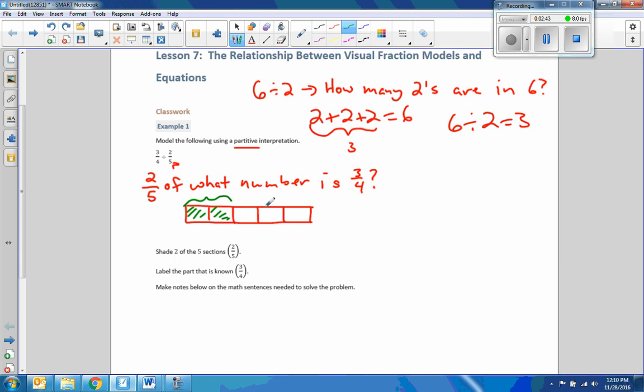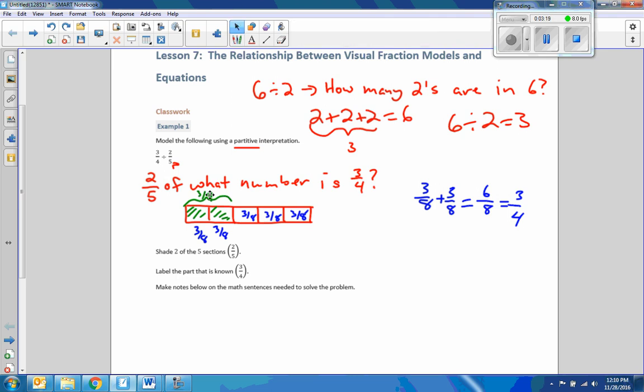So 2/5 of what number is 3/4? Is what this question's asking. So I want to know what this whole thing is, because this is 2/5 and that is equivalent to 3/4. Well, if I cut 3/4 into 2 pieces, that'd be 3/8 each. Because 3/8 plus 3/8 equals 6/8, which equals 3/4. Okay? So if every single square is worth 3/8, every single square is worth 3/8. And we know this is 3/4 or 6/8, and the question's asking, what's that whole thing?